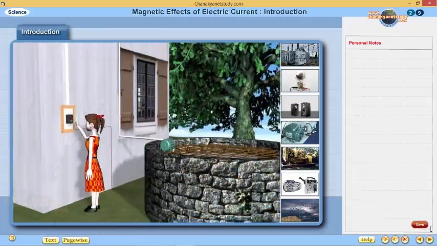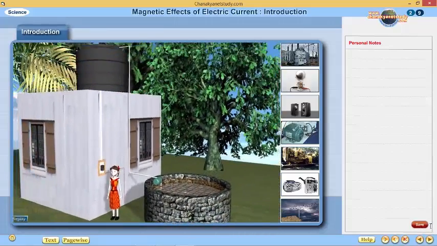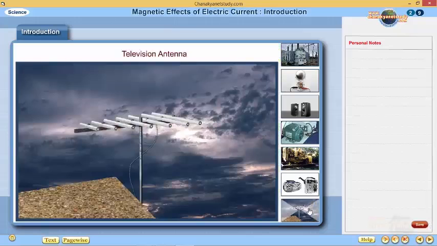We have seen a transformer on a road, electric doorbell, speaker, electric water pump, generator, radio, television antenna. These things work on electromagnetism.